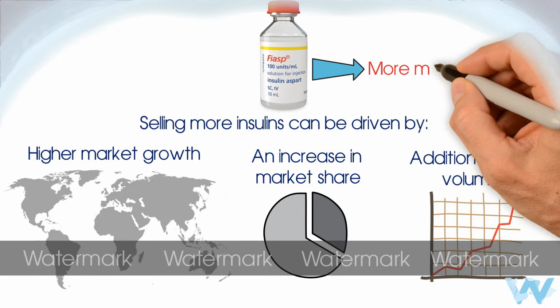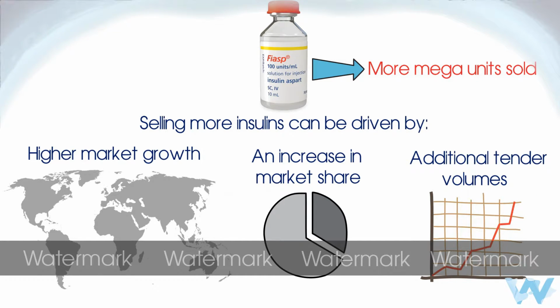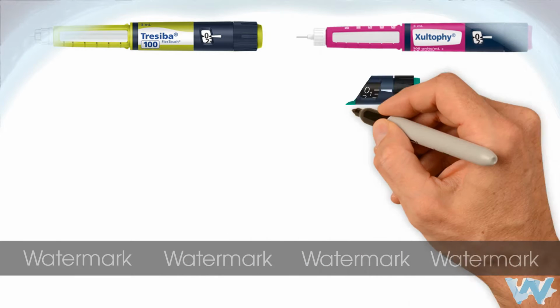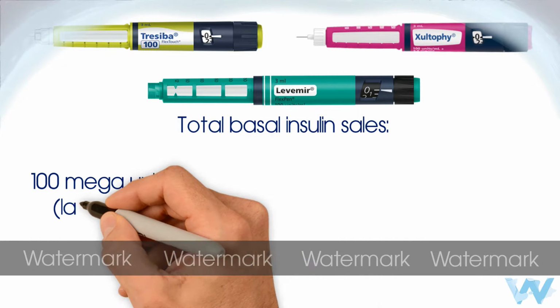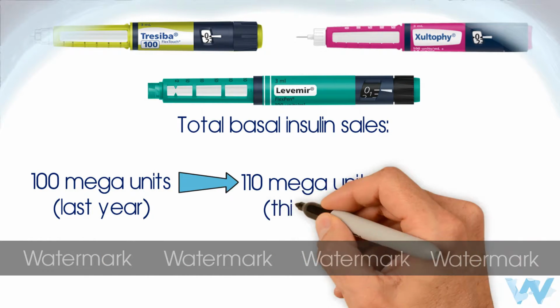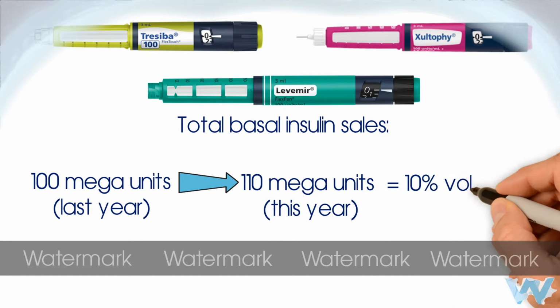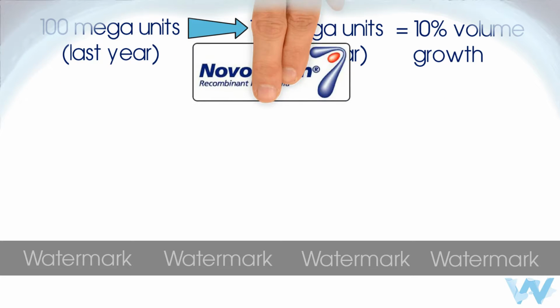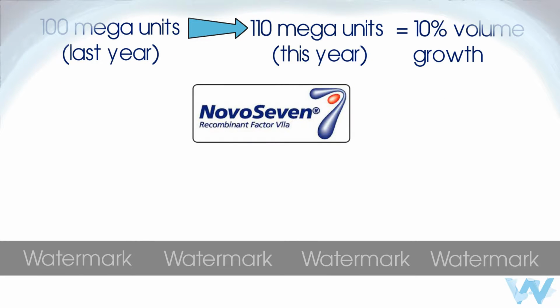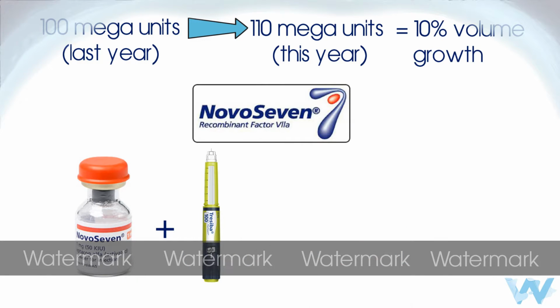Selling more insulins can be driven by higher market growth, an increase in market share, or additional tender volumes. All of this would lead to more mega units sold and therefore higher sales, assuming a constant price. If we take, for instance, our total basal insulin sales and assume we sold 100 mega units last year and 110 mega units this year, that means 10% volume growth.